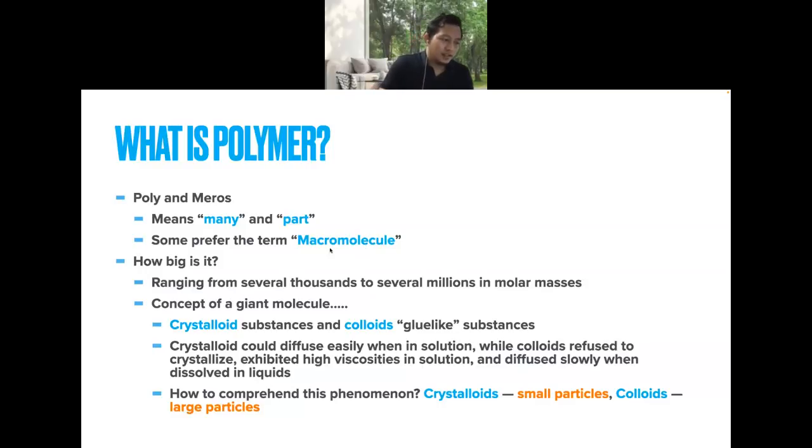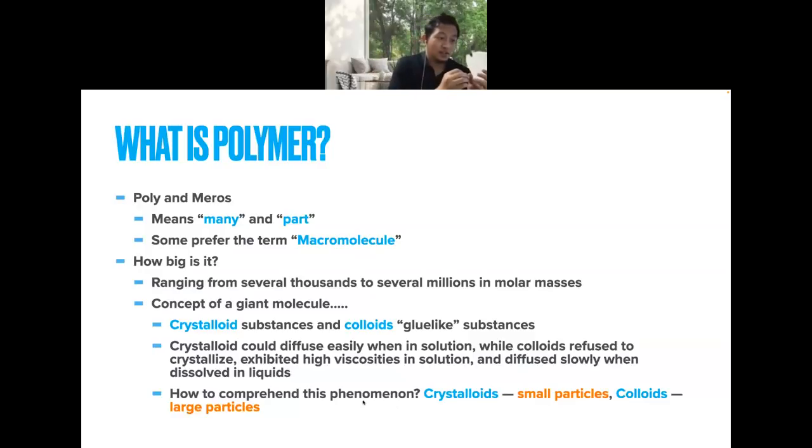If you look at the diffusion process, the crystalloid can be diffused easily in solutions, but the colloids refuse to be crystallized, and they are really viscous, or have high viscosity, and they diffuse really slowly when you put them in liquids. So how do we understand this phenomenon?